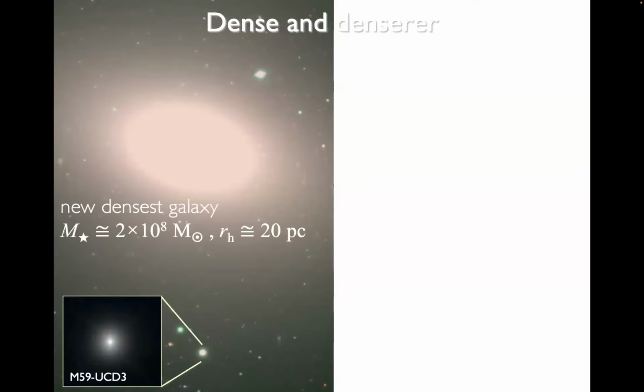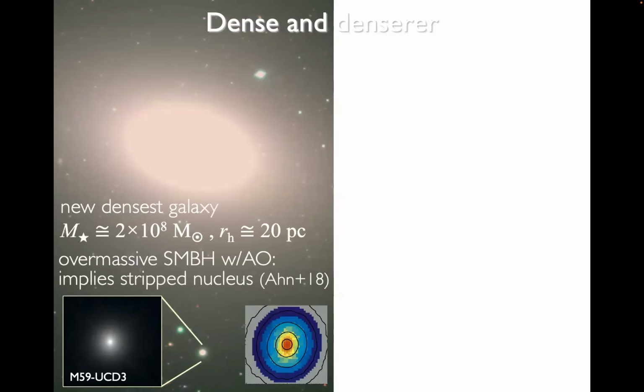Down here, we got follow-up from HST. We got follow-up from AO spectroscopy to measure the kinematics and found a supermassive black hole in there, which is 13% of the mass of the galaxy, and it's a smoking gun for this being a stripped nucleus.